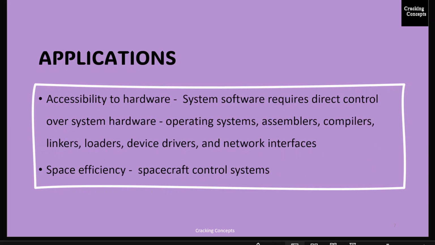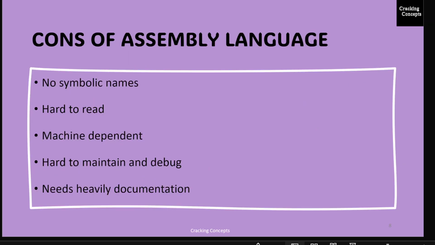Now looking into the accessibility to hardware applications. System software often requires direct control over the system hardware. Examples include operating systems, assemblers, compilers, linkers, loaders, device drivers, and network interfaces. For most systems, compactness of application code is not a major concern. However, in portable and handheld devices, code compactness is an important factor. Space efficiency is also important in spacecraft control systems.